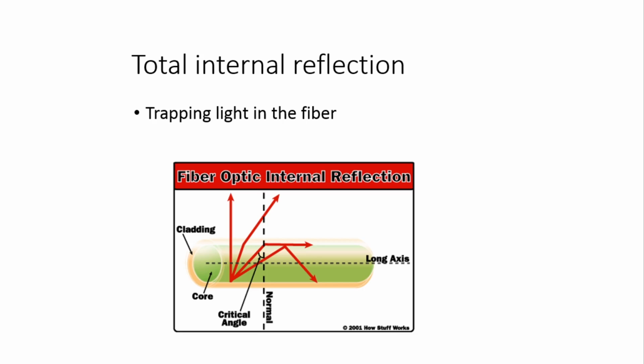Here there is a core, there is a cladding, and a critical angle. If you observe here, there is a critical angle, right? And above this angle, internal reflection takes place. So to observe the internal reflection, the angle should be greater than the critical angle.